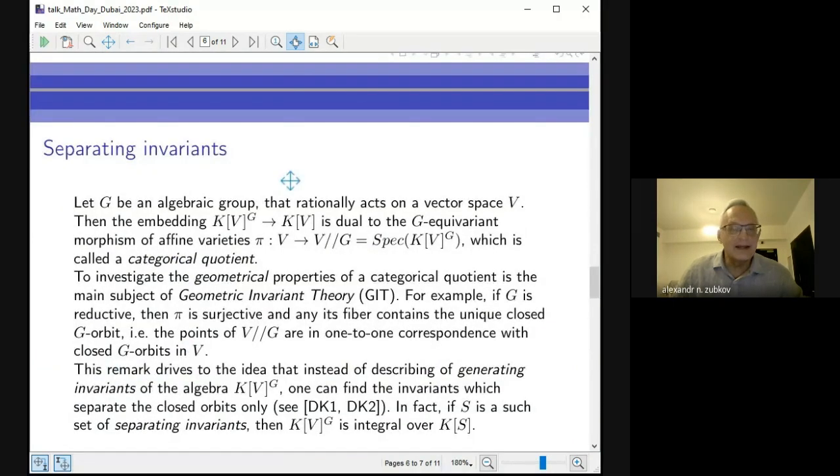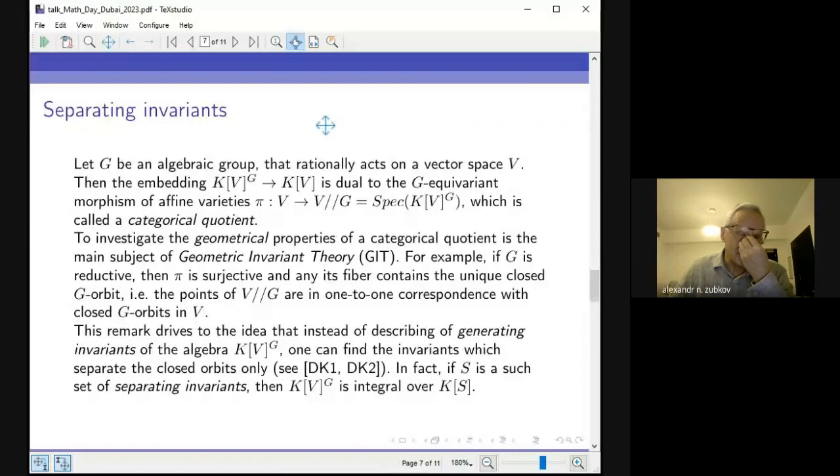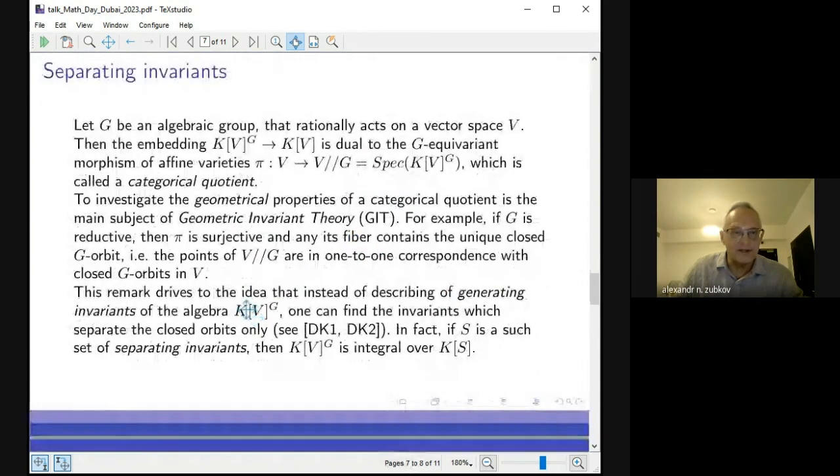I think it doesn't make sense now to remind you of the definition of separating invariants, because it was done in a talk by Jonathan Elmer. But I will say a few words about the equivalent definition of separating invariants, which was also implicitly mentioned in Jonathan's talk.